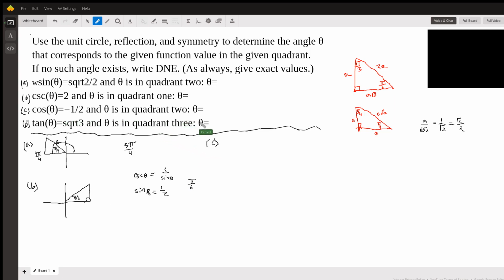Cosine is negative a half. We're in quadrant 2. Okay. So where are we going to find the cosine to be negative half? Well, you can see the cosine of pi over 3 is a half, because it's adjacent, a over 2a. So we know we're dealing with pi over 3 as a reference angle. And of course, this is 3 pi over 3 here. So the answer is going to be 2 pi over 3.